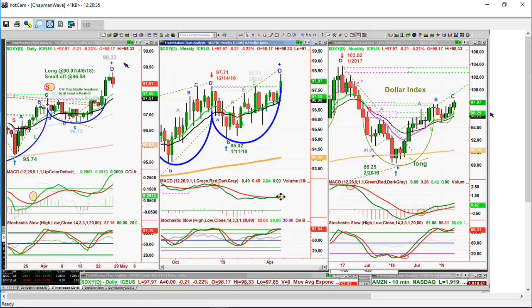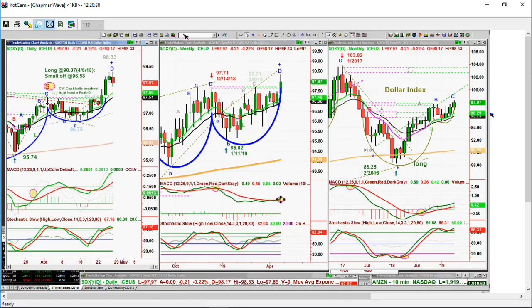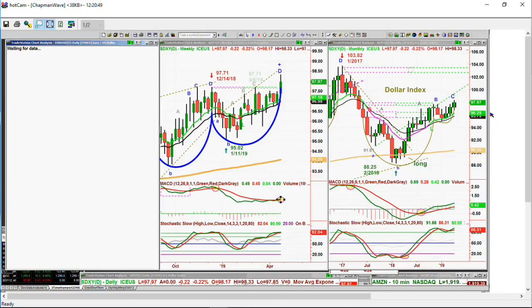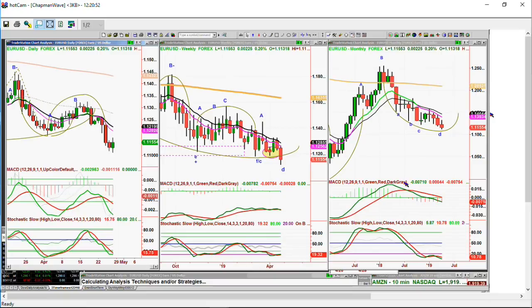I like the dollar. I don't disagree that some people are saying there could be a good rally in gold. Hey, there'll be many good rallies in gold. It depends on how it can hold. And that's the most important thing. Look at the euro, EUR/USD. Euro dollar currency pair. This is very important because, let me explain something.